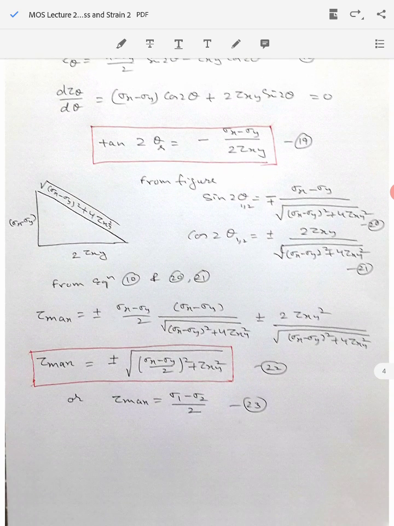by tau max equal to plus minus under root of (sigma x minus sigma y by 2) whole square plus tau xy square. So this will be the maximum value of shear stress, and the angle of the plane at which it is acting will be given by equation 19.